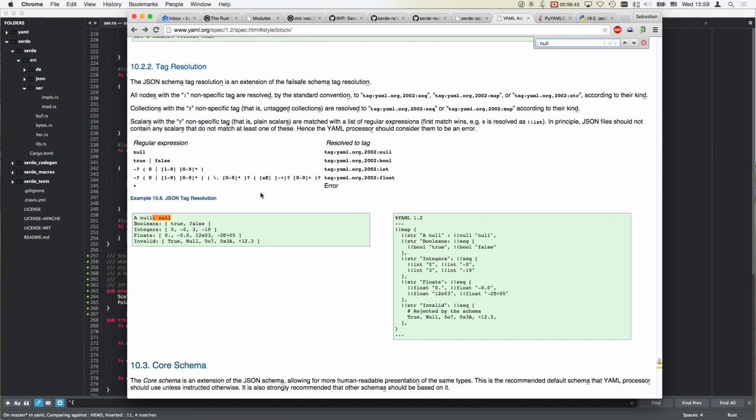Look at that, JSON tag resolution. The JSON schema tag resolution is an extension of the failsafe schema tag resolution. All nodes with the non-specific tag are resolved by the standard convention. Blah, blah, blah, according to their kind. Resolve to tag. So the tag is kind of the type, huh? Yeah, apparently. Okay.